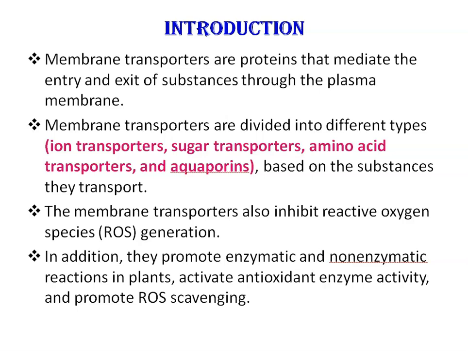The membrane transporters also inhibit reactive oxygen species generation through ion regulation, sugar and amino acid transport, hormone induction, and other mechanisms. In addition, they promote enzymatic and non-enzymatic reactions in plants, also activate antioxidant enzyme activity, and promote reactive oxygen species scavenging.